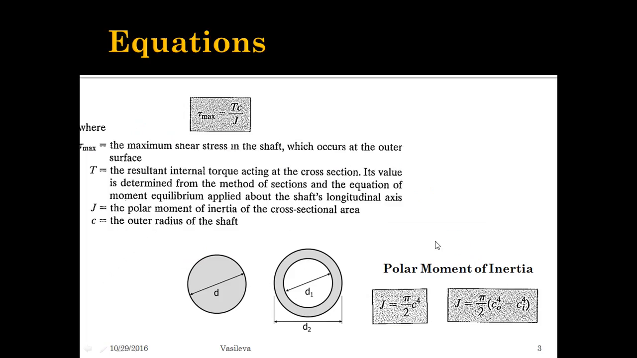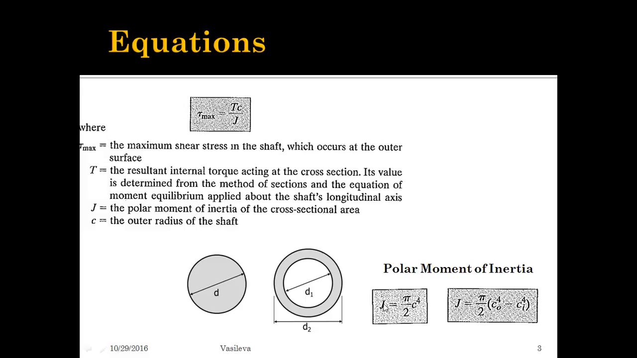So, some equations. The most important is tau, or shear stress, equals Tc divided by J. Tau is the shear stress in the shaft. T is the resultant internal torque, so that's typically what we're going to be solving for. J is the polar moment of inertia, and c is always the outer radius of the shaft.